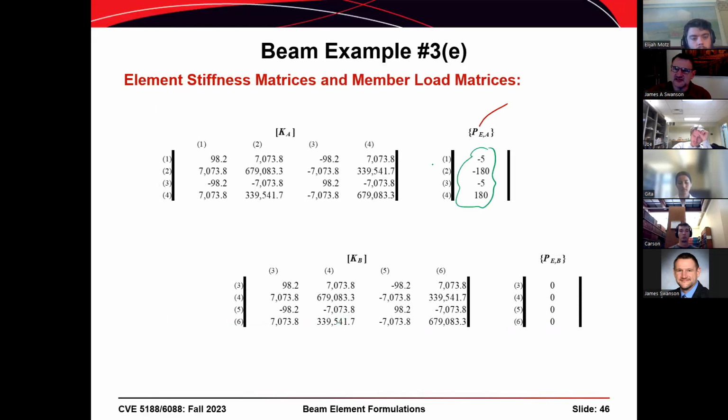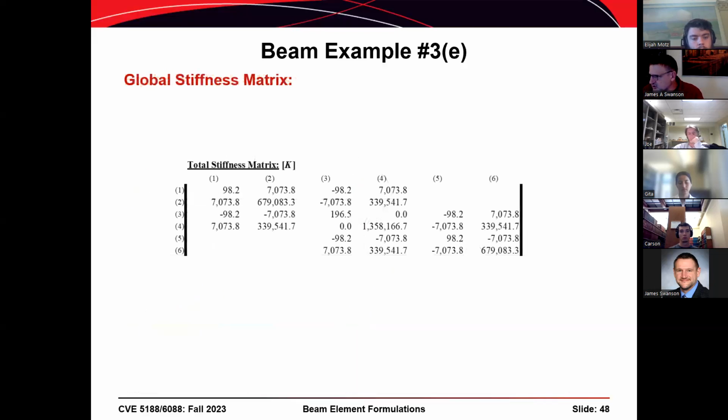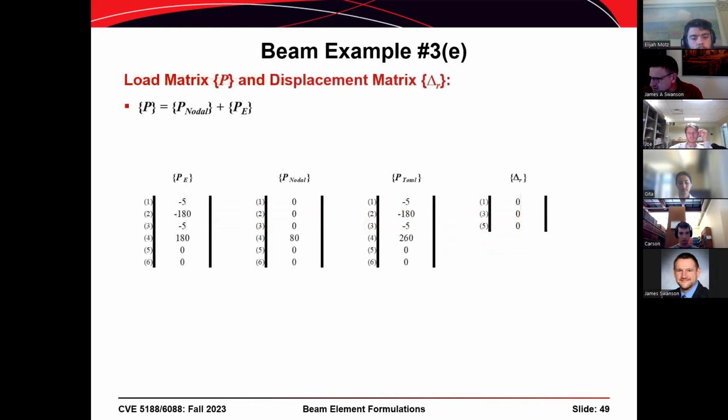Okay, so the process is tedious, it's confusing the first couple of times you do it, but if you're methodical about it, then you can get the right answer time and time again. And then we assemble our stiffness matrix, 6 by 6. We reorder. So there's member A, member B. So we have nodal loads here, and then we have our equivalent end actions here. We actually have to add those together to get our total loads on the member, right? This was the applied nodal action of 80 kip inches.